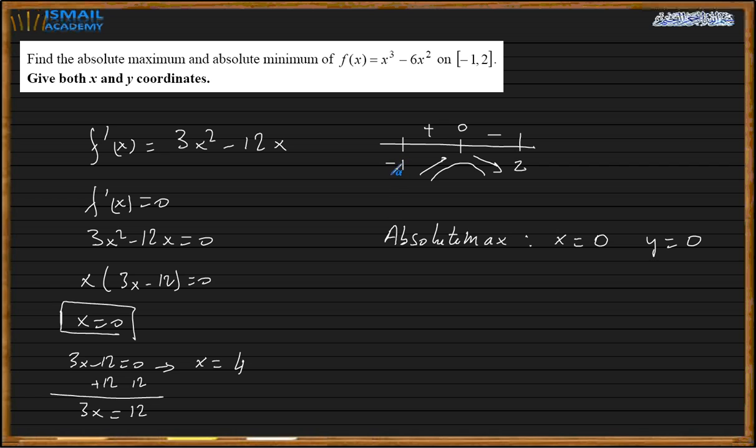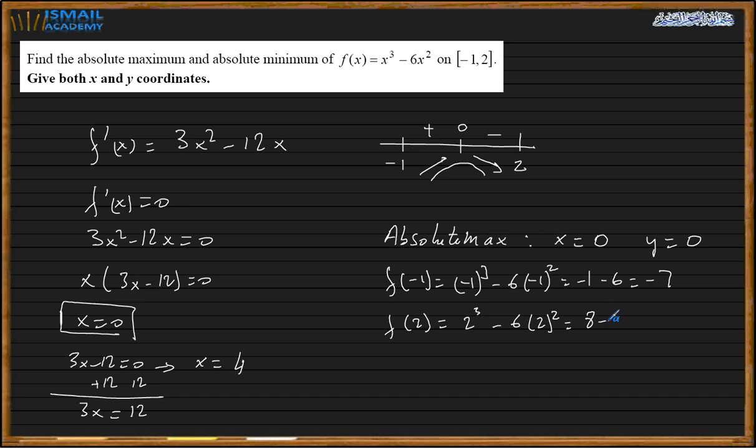So now I check what is f of minus 1 and f of 2. So f of minus 1 is going to be minus 1 cubed minus 6 times minus 1 squared, which is minus 1 minus 6, which is minus 7. And f of 2 is 2 cubed minus 6 times 2 squared, which is 8 minus 24, which is minus 16. So this is my absolute min. So absolute min is at the absolute.